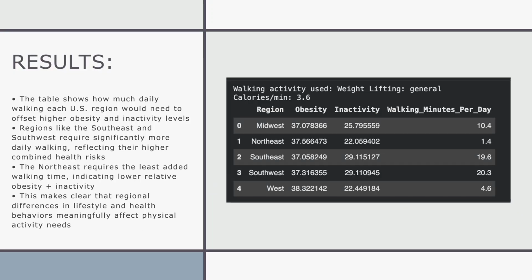Here are the results, and regions like the Southeast and Southwest need the most daily walking to counteract their combined obesity and inactivity levels. On the other hand, the Northeast requires the least, which matches what we see in national health trends. This insight shows how lifestyle and health behaviors differ across regions and how these differences translate into actual physical activity needs.